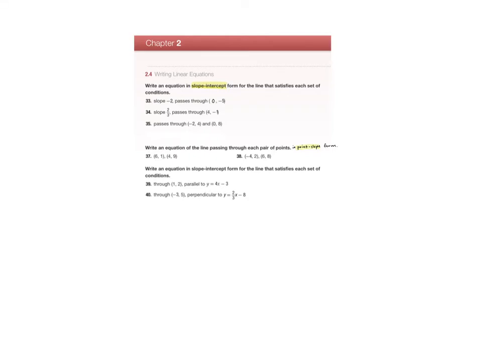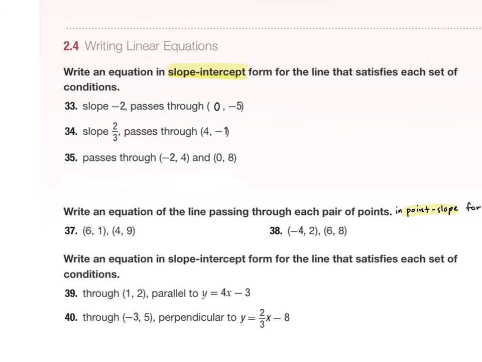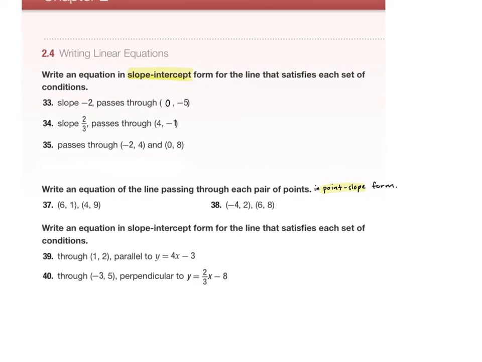All right, so each page is a different section. Your test is only on section 2.4, 2.6, and 2.8. So, 2.4, we're writing linear equations. We have two different types of linear equations, slope-intercept form and point-slope form. So what is slope-intercept form?